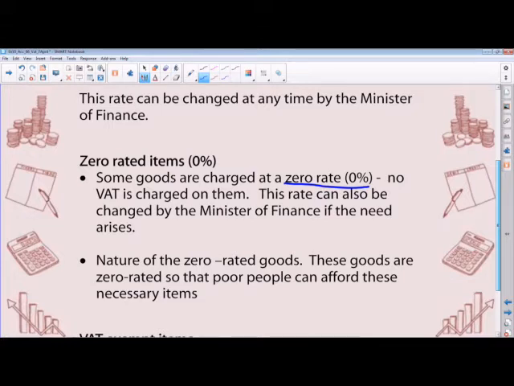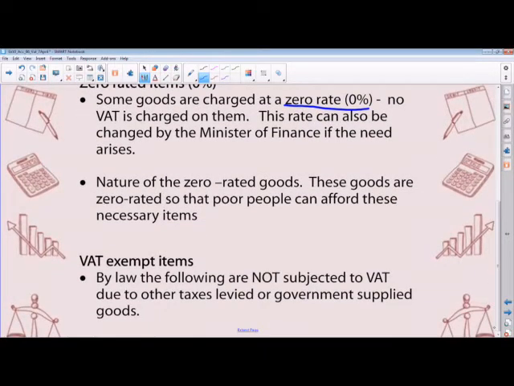And also the products that fall under this category can be changed by the Minister of Finance if he feels fit. The nature of the zero-rated goods are for those that are very poor to be able to afford these items. And now the very last grouping that we have under VAT will be the VAT-exempt items. So by law, the following are not subjected to VAT due to other taxes levied or that the government supply these goods.